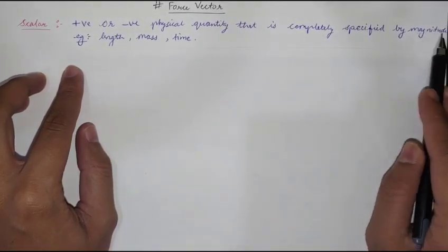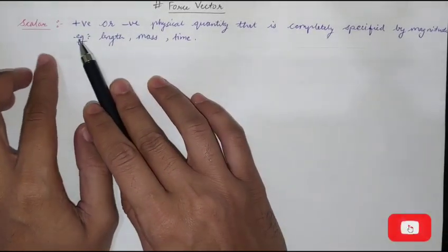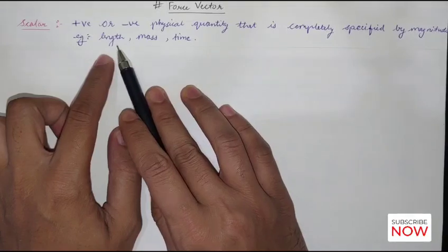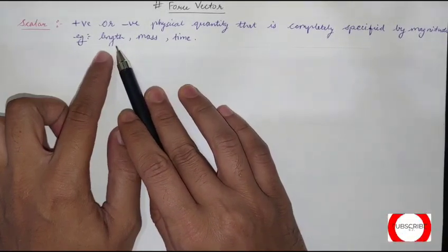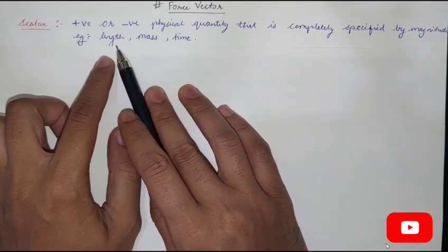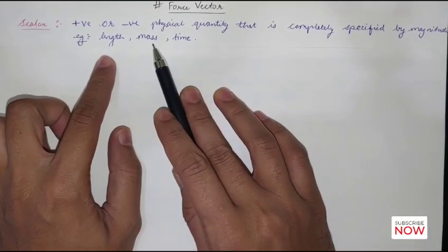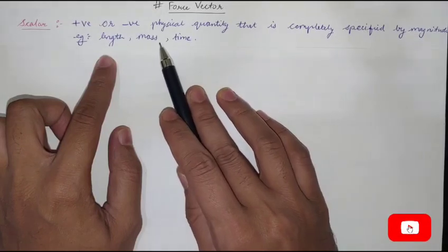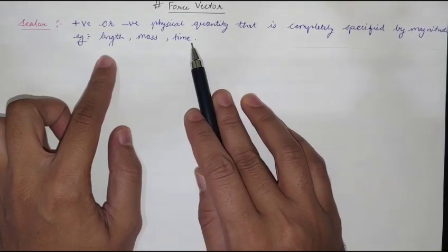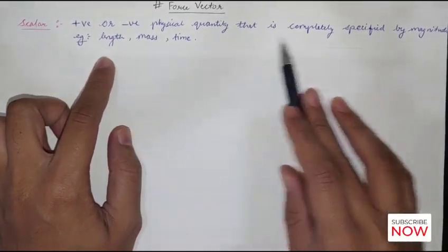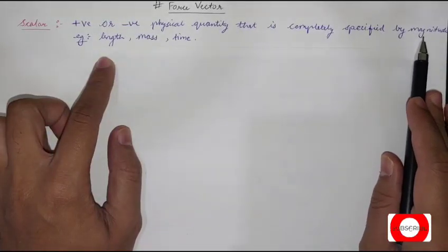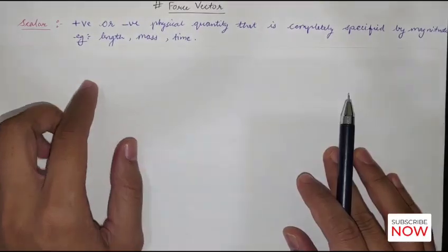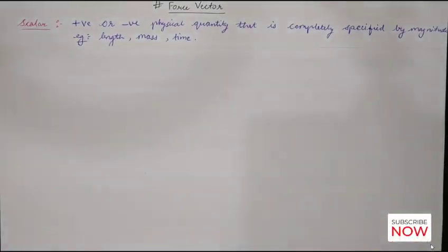So here only magnitude is required to understand the scalar quantity, like length. If it is given as 5 meter, then we can understand it completely. We do not need any other data. Like mass, a 5 kg mass is fixed, so we do not need anything. And also time, like 5 seconds, 10 seconds. So in this only one magnitude is required to understand the measure of these physical quantities. So those quantities are called scalar quantities.